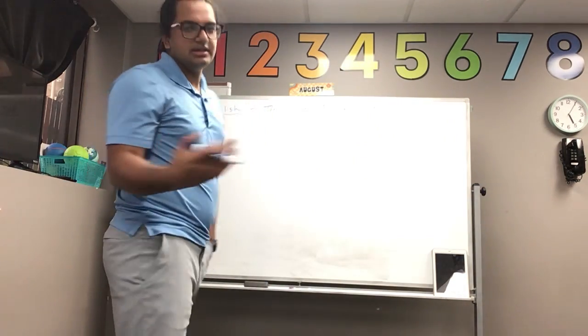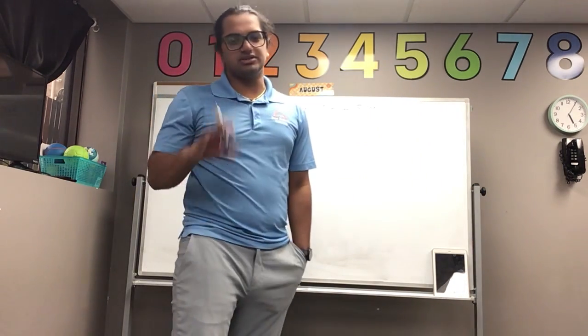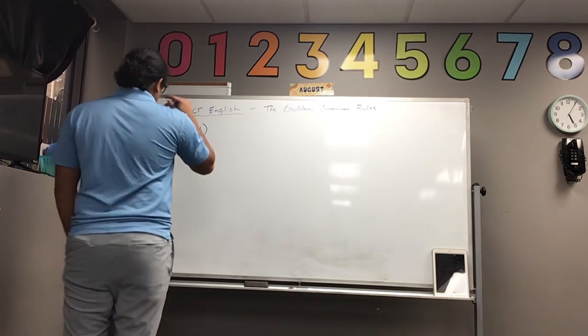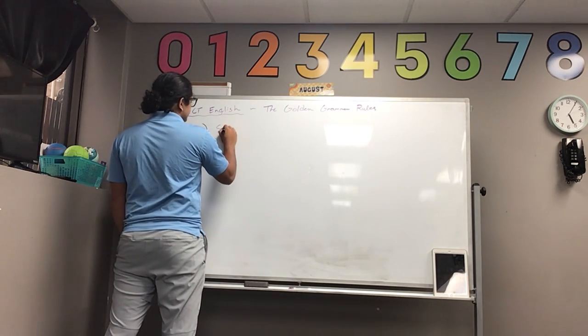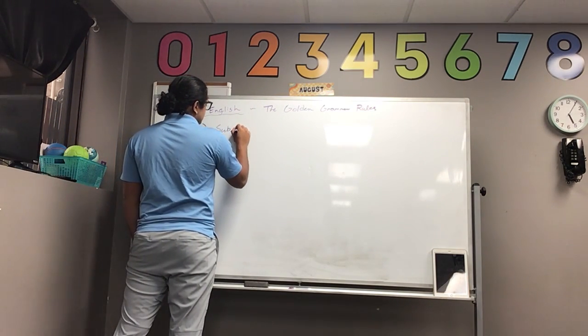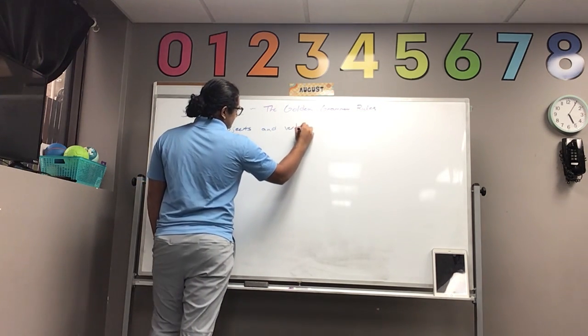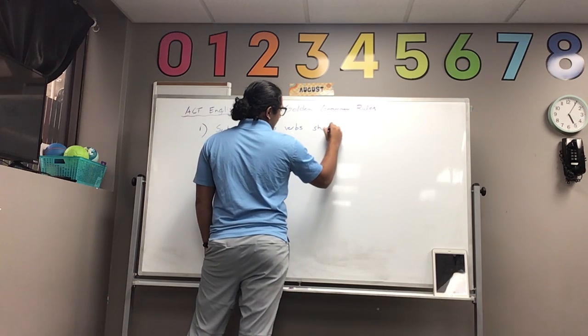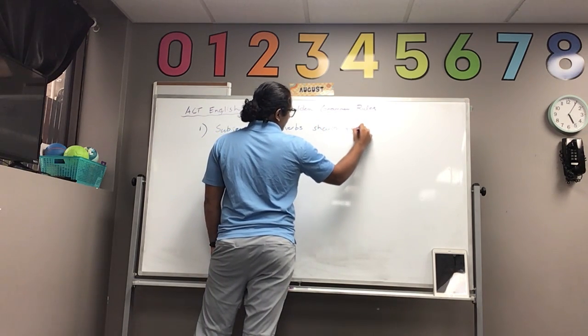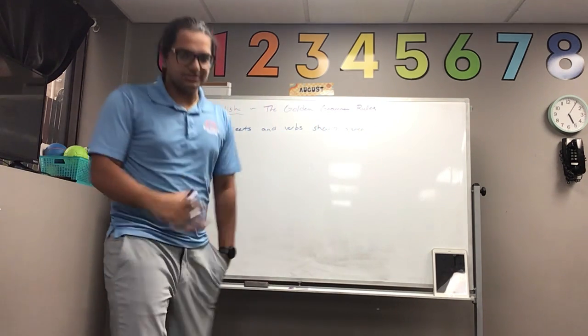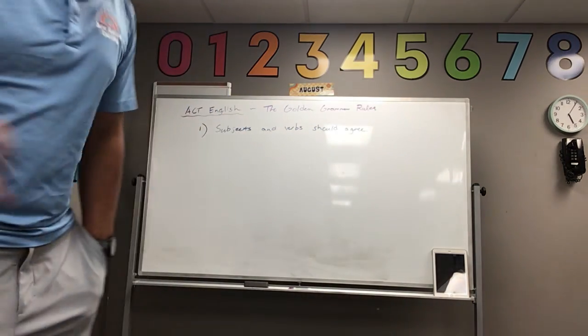So here are the general ones. These are going to be important, and you're going to see these 10 a lot. Starting with, I'm sure you've learned this in school, subjects and verbs should agree. I'm sure you already know that. It's not anything new. Here's the important part.